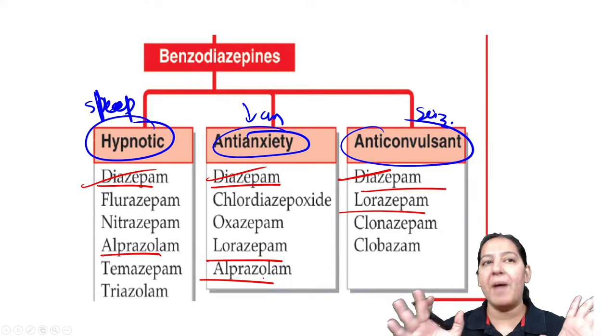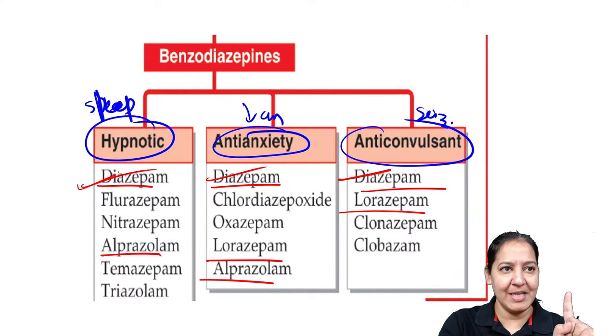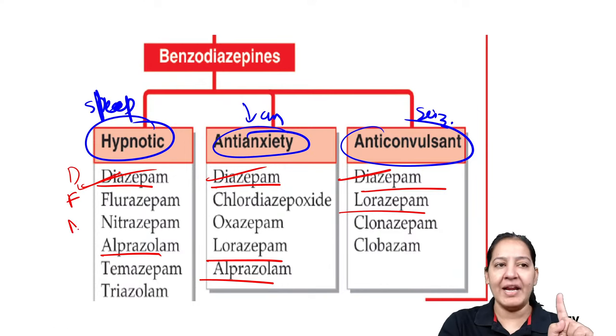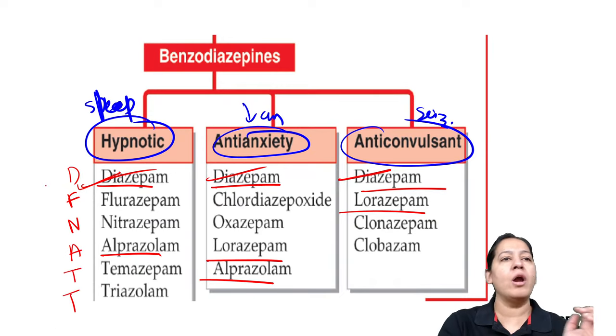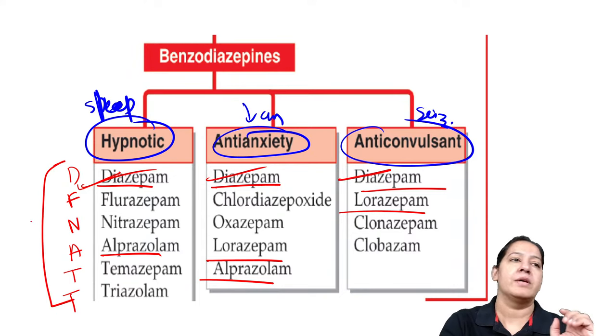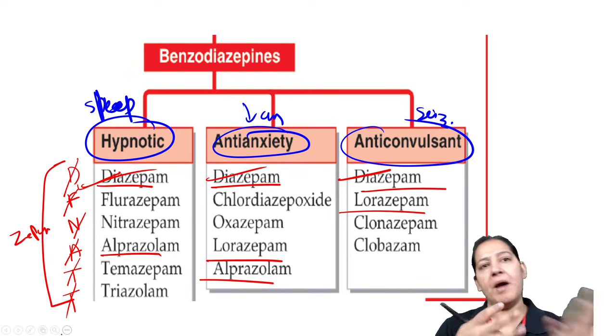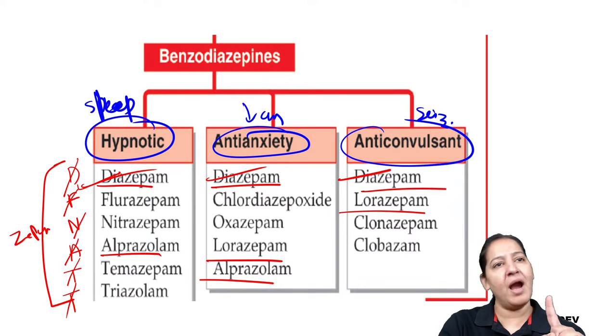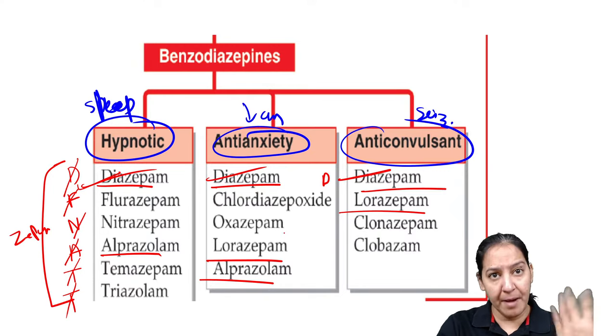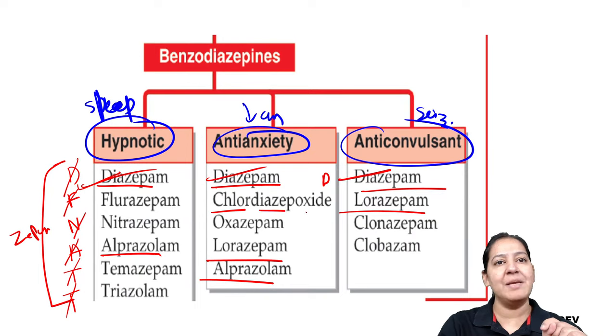So all are zepam. Hypnotics are diazepam, flurazepam, nitrazepam, alprazolam, temazepam, triazolam. So all are zepam and zolam. Zepams: diazepam, flurazepam, nitrazepam, alprazolam, temazepam or triazolam. So zepams and zolams are there. In anti-anxiety, again diazepam is there. Diazepam's big brother, chlordiazepoxide.